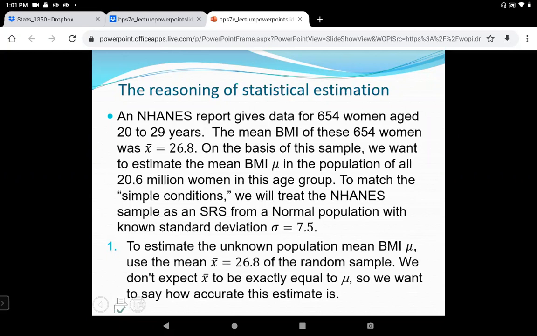So we have a sample, we find the mean of that sample, but we don't expect the population mean to be exactly what we got from our sample. So we're going to give it a little cushion. We're going to give it a little plus or minus.